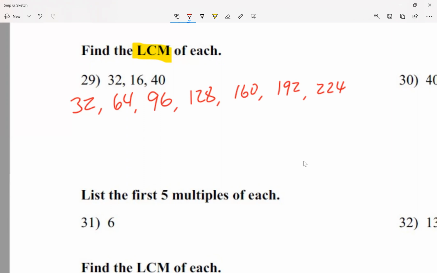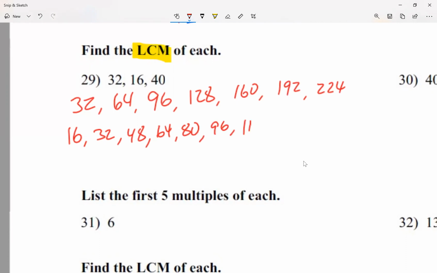Now let me write some multiples of 16. So I'm going to start at 16, 32, 48, 64, 80, 96, 112, 128, 144, and 160. Okay, so I started with 16, and each time I added 16 more. Or you guys can do 16 times 1, 16 times 2, times 3, times 4.